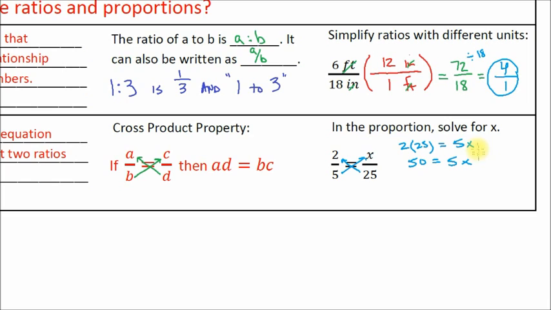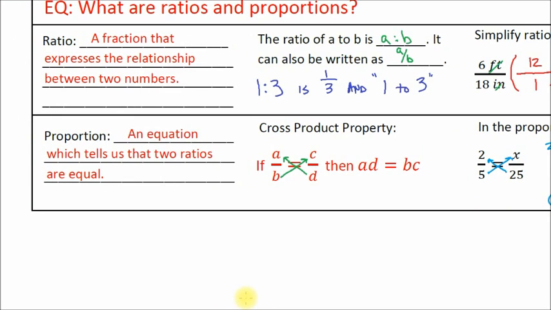50 equals 5x. And I want to get x by itself because that's what I want to solve for. So I'm going to divide the right side by 5, which means I'm going to divide the left side by 5. And you end up with x equals 50 divided by 5, which is 10. So there's our final answer, x equals 10. And we're able to do that pretty easily by using the cross product property. So there's your introduction to ratios and proportions.